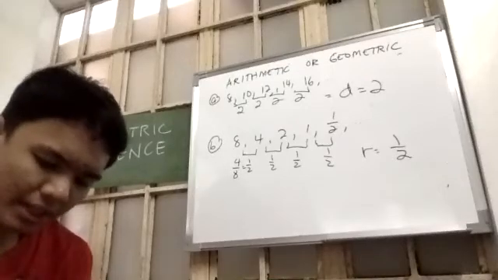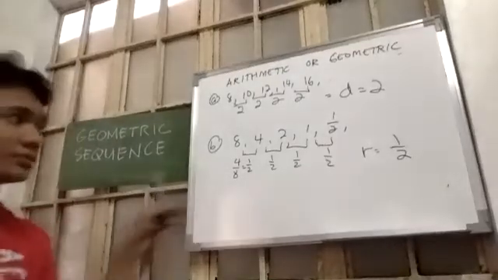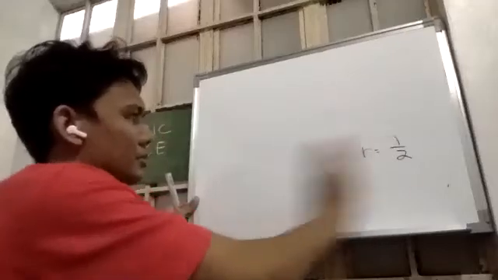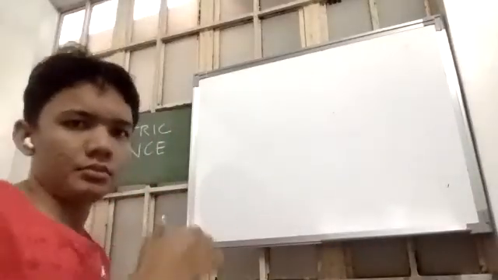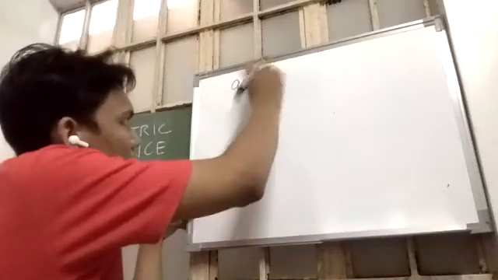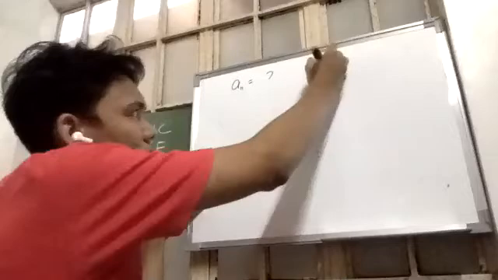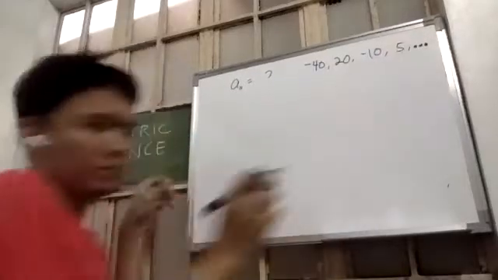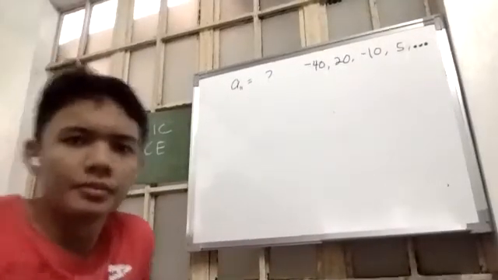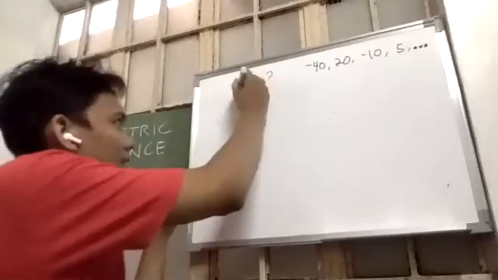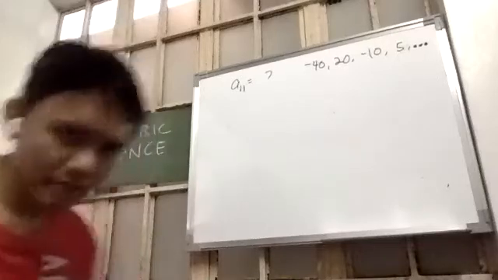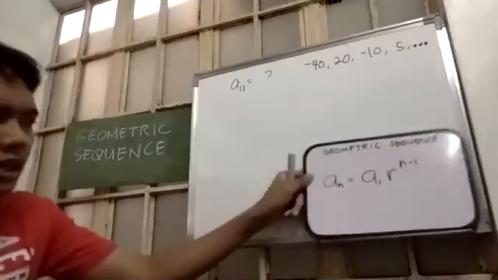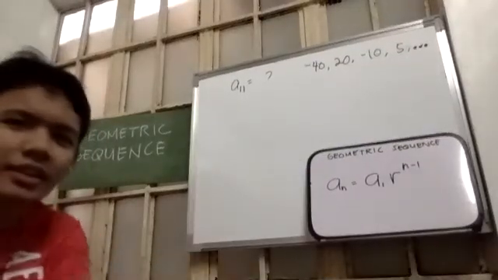Okay. Last example tayo para din sa paghahanap ng nth term. Find the A11. Given the geometric sequence, negative 40, 20, negative 10, and 5. A sub 11. Sige, 5 minutes. Tingnan natin kung may mga kasagot. Using the formula.